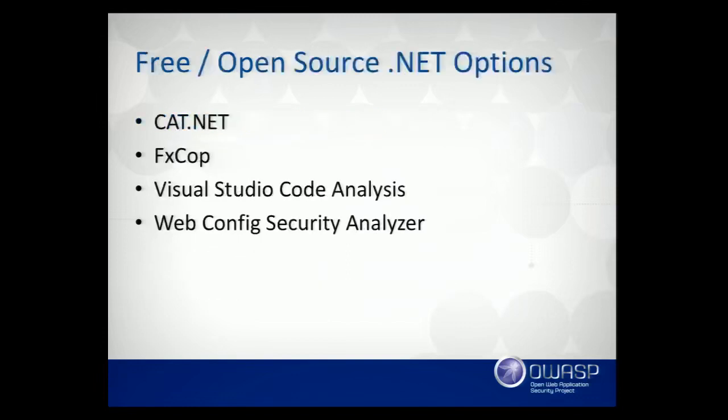So what are our options right now? I teach the .NET class for SANS, and inevitably throughout every class, somebody asks me, well, I don't have the money in my budget to go purchase an expensive commercial static analyzer. So what can I use? And the options are always very limited. So I tell them, well, you can use cat.net, you can use FxCop, and that's really all that we've got right now. There's also Visual Studio Code Analysis, which I'll mention here in a moment.